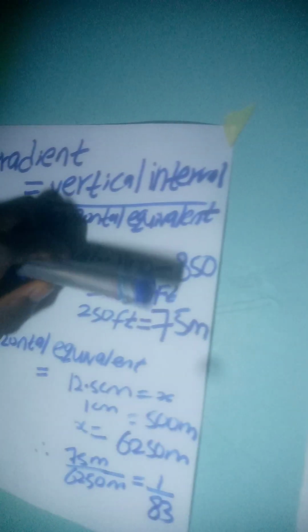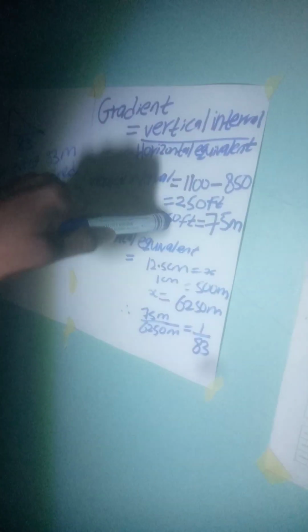Now, for simplicity, we convert this 250 feet to meters. 1 feet is equal to 0.30 meter. So I multiply this by 0.30 to get 75 meters. We have gotten our vertical interval.